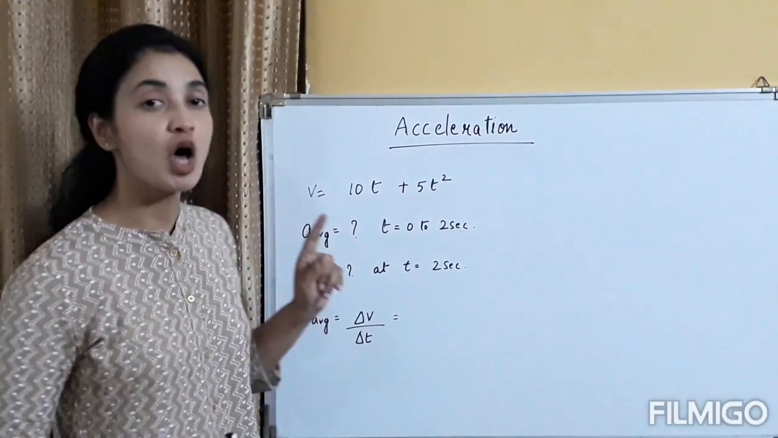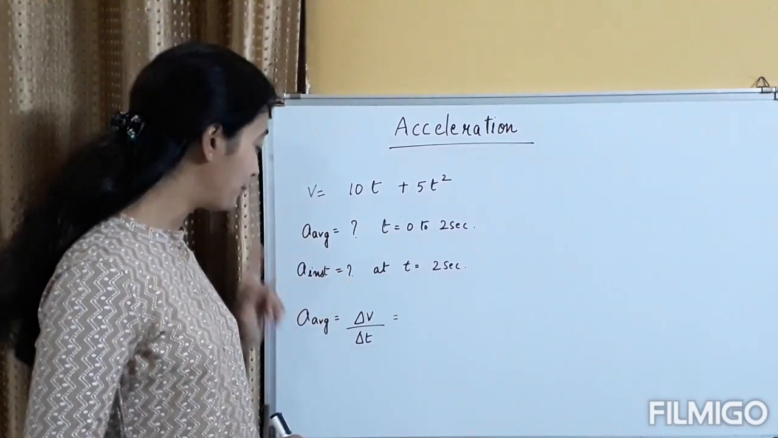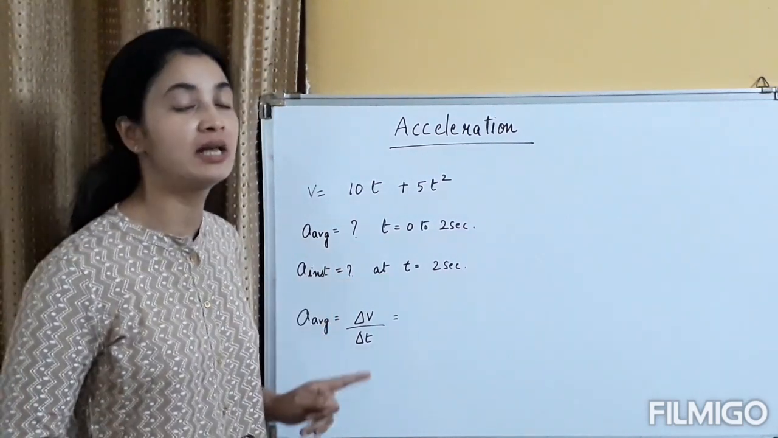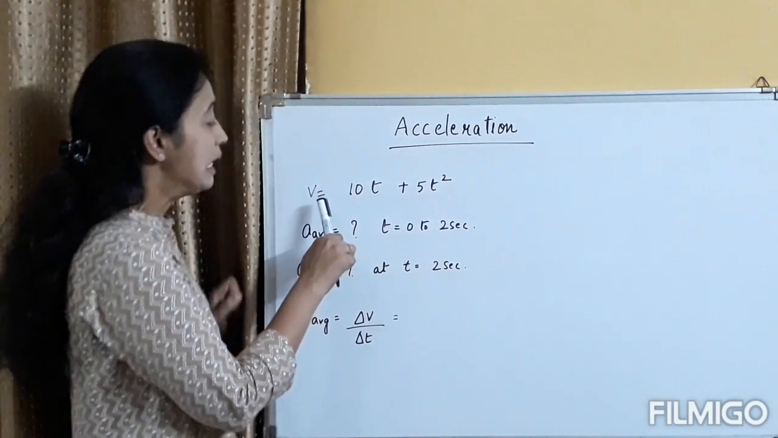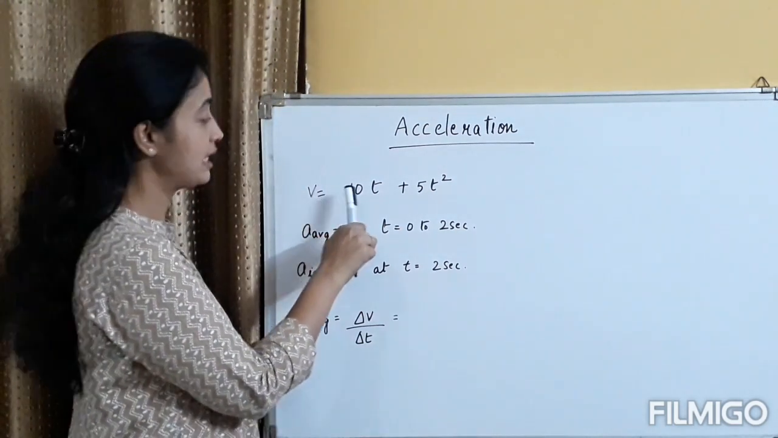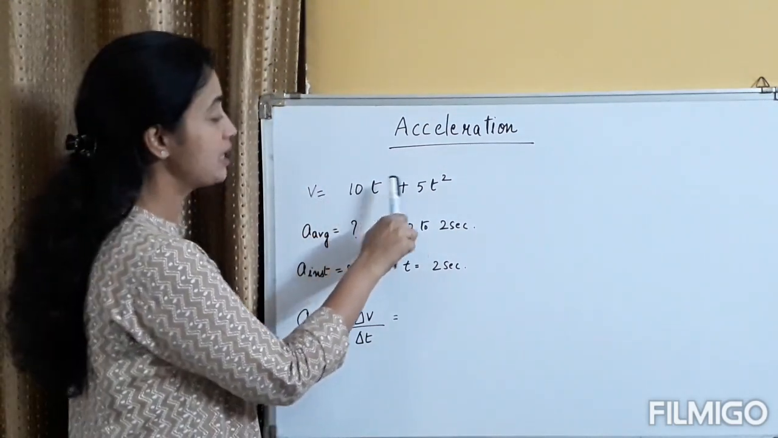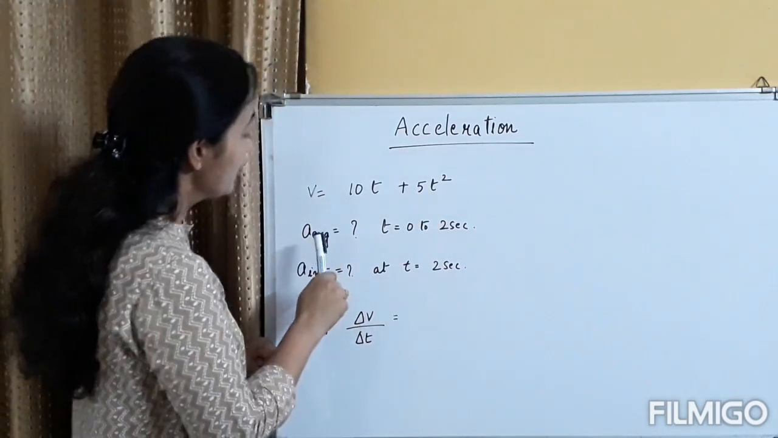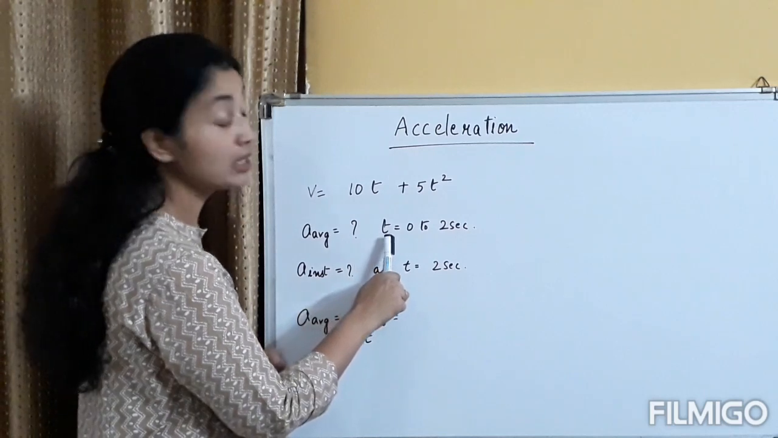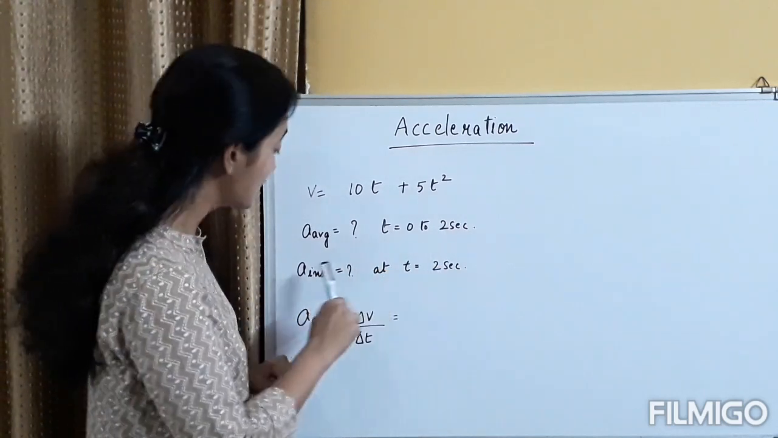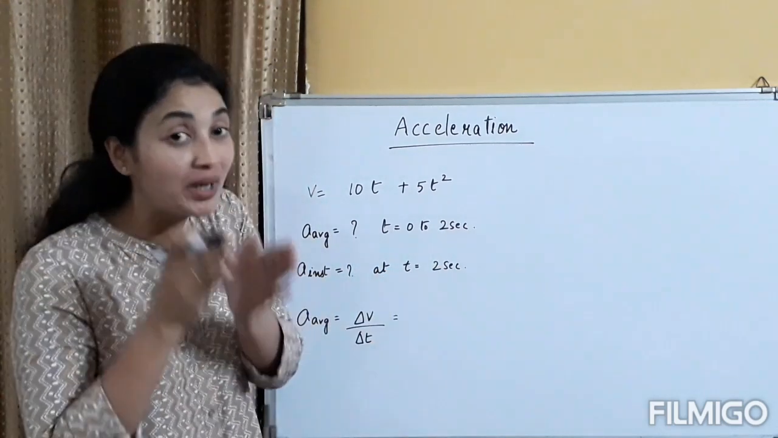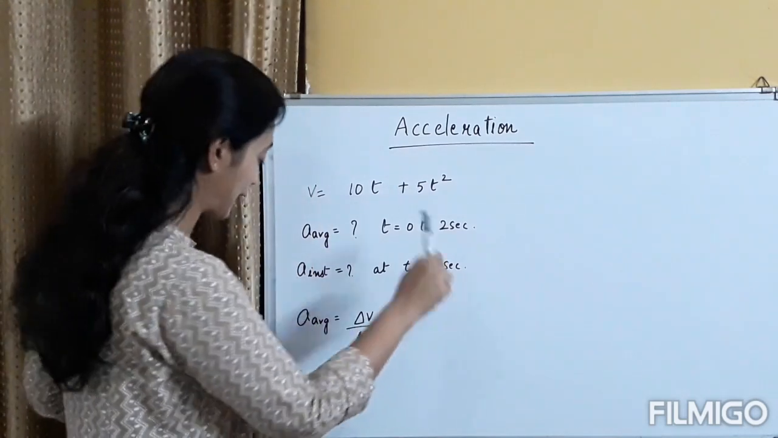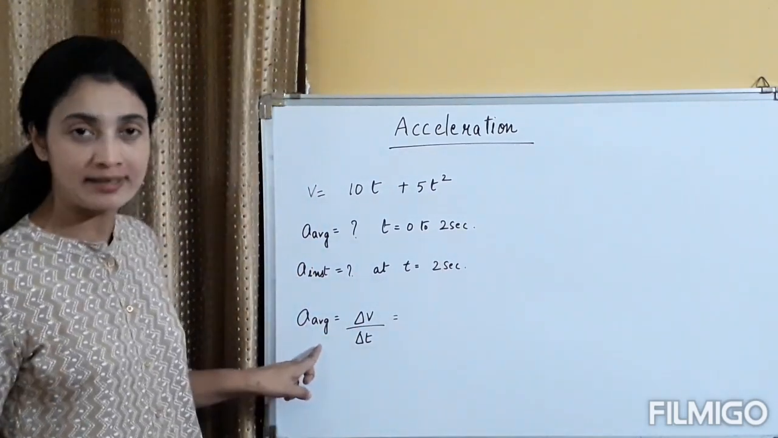Let us try to solve a question in order to apply the concepts of instantaneous and average acceleration. It is given that velocity is given in the form of the equation 10t plus 5t square, meaning velocity is a function of time t. You have to find the average acceleration in the time slot 0 to 2 seconds and the instantaneous acceleration specifically at 2 seconds. Let us begin with average acceleration.